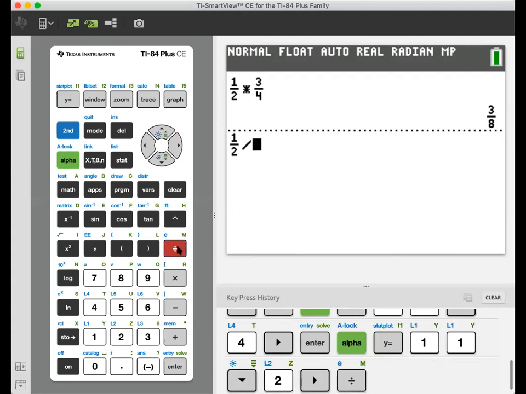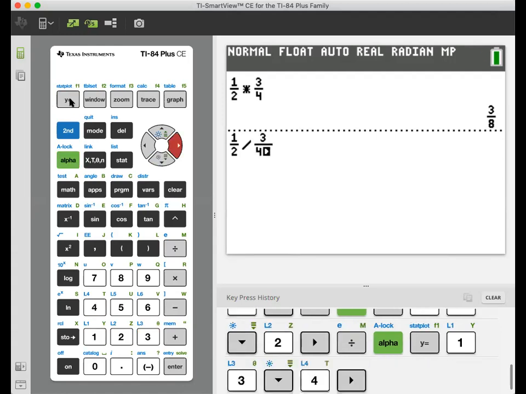So I'm going to hit now instead the divide key. And then obviously alpha y equals option number 1, 3/4. Now, if you hit enter, we get our final answer. There is another cool aspect of this calculator that you can do.